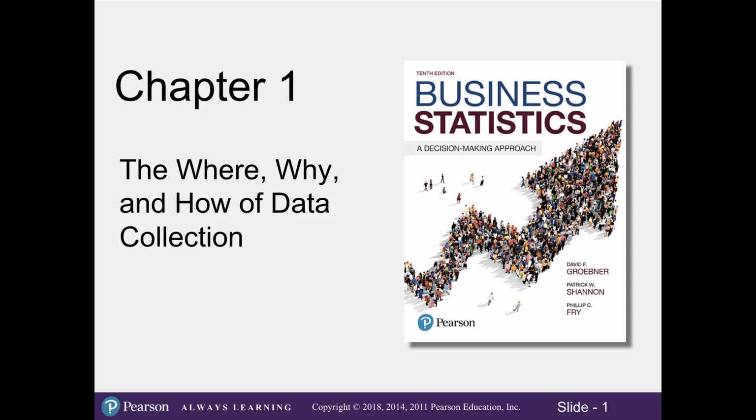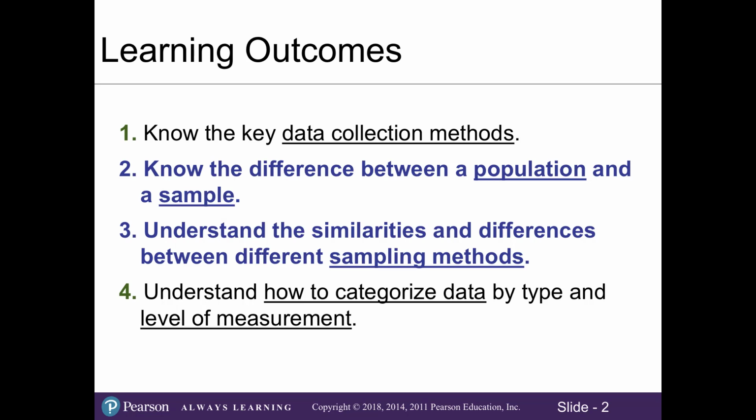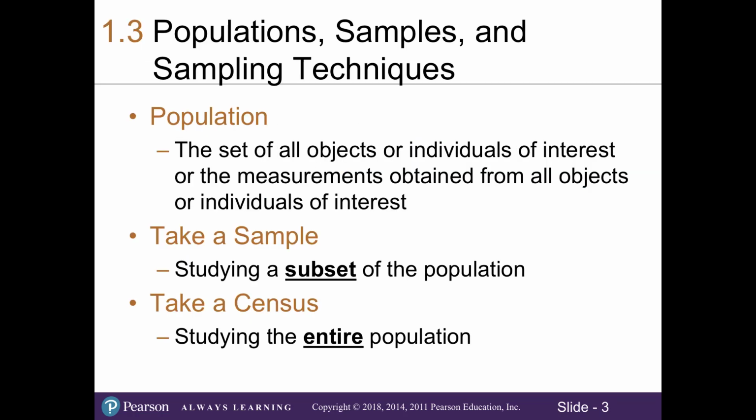Chapter 1. The Where, Why, and How of Data Collection. We continue on with Learning Outcomes 2 and 3, and we'll discuss the difference between a population and a sample, and how to understand the similarities and differences between different sampling methods.